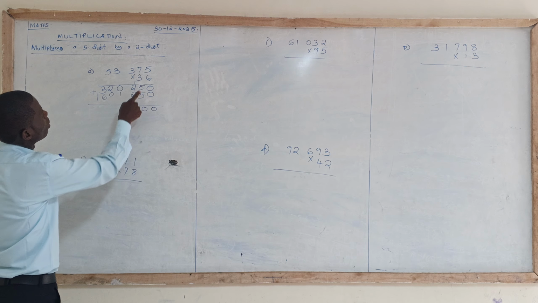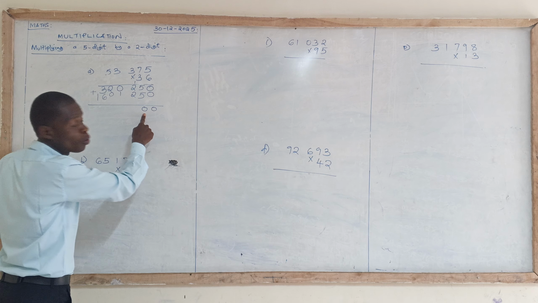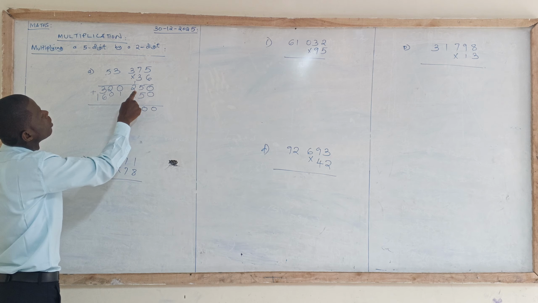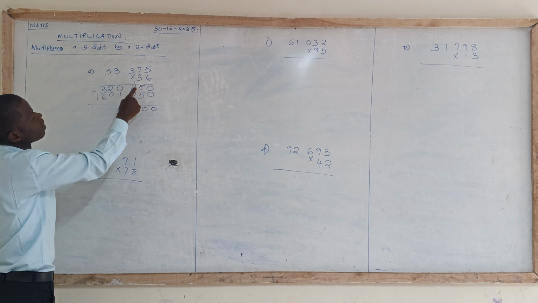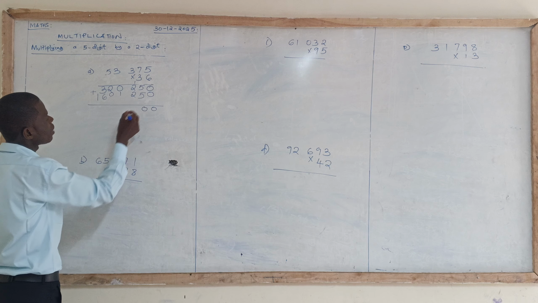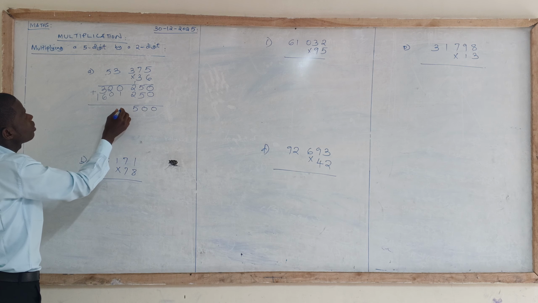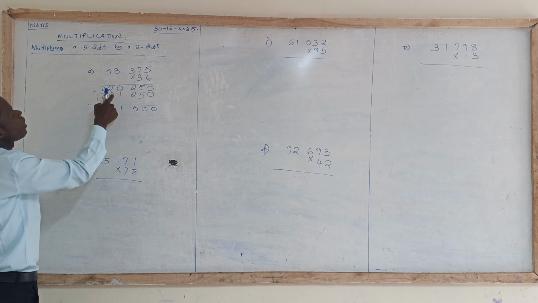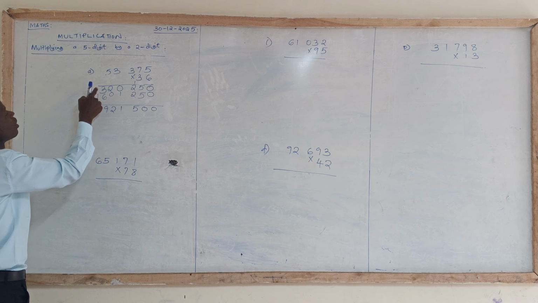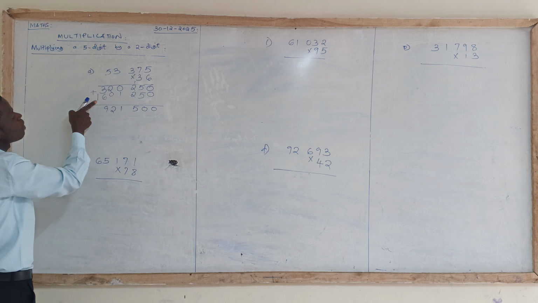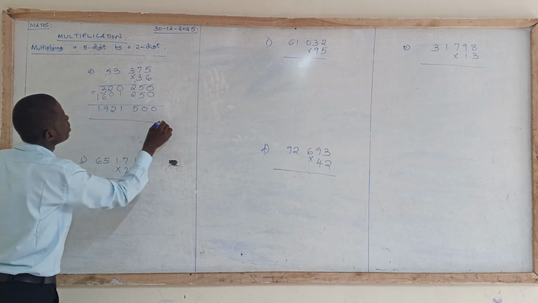So where are we? 5 plus 5, that is 10. We write 0, we carry 1. 1 plus 2, what do you have? 3. 3 plus 2, that is 5. 0 plus 1, what do you have? That is 1. 2 plus 0, this is 2. 3 plus 6, this is now 9. Then here we have nothing, and here we have 0. So 0 plus 1, that's now 1.